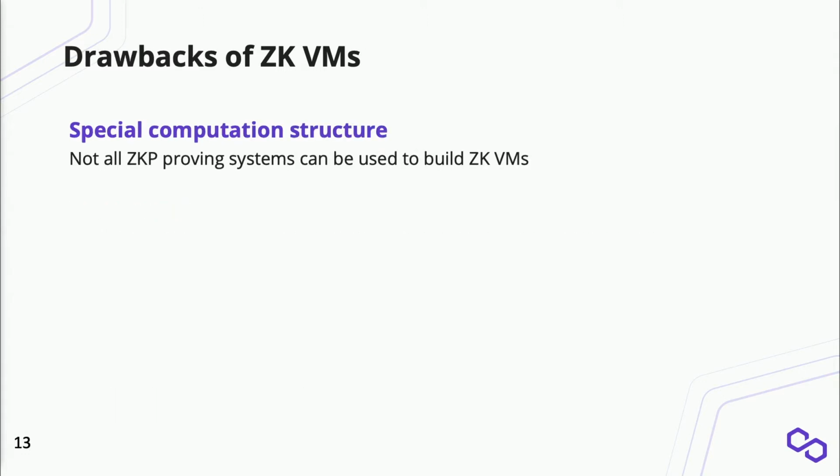Now, there are some drawbacks as well. One of the drawbacks is that a machine computation implies a certain structure. You want to have a repeated structure.